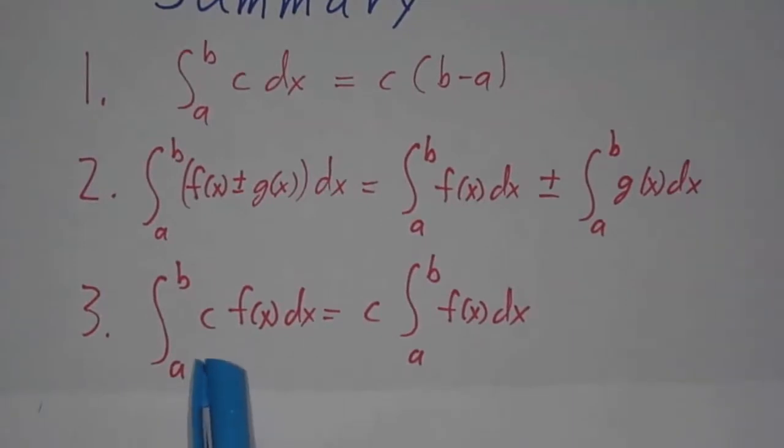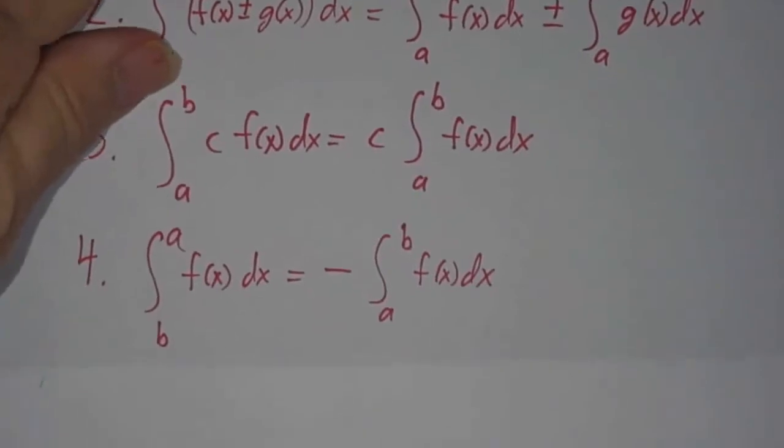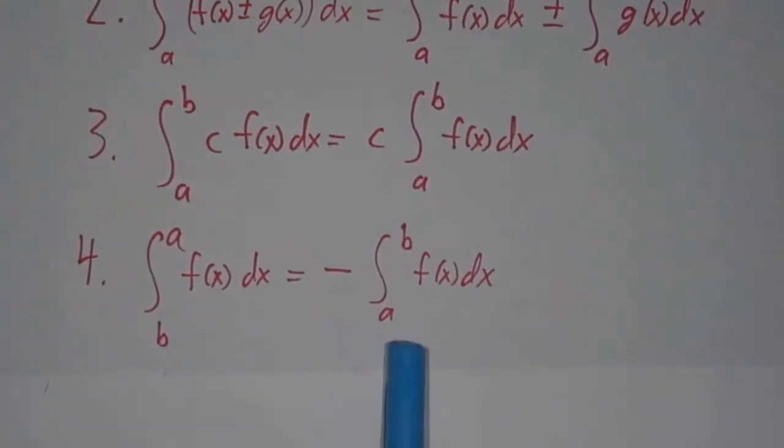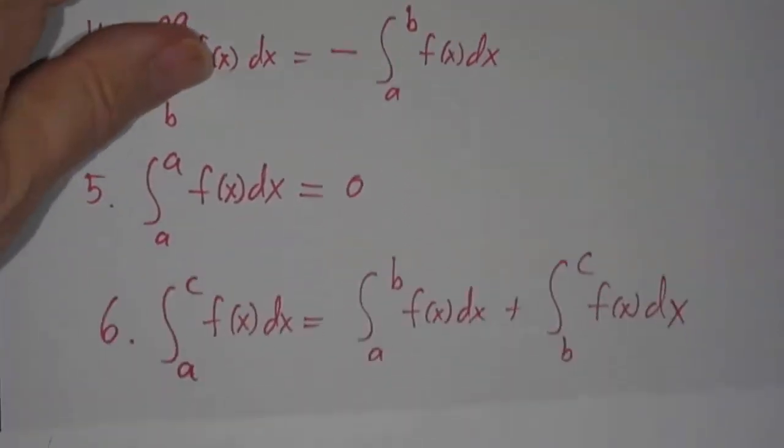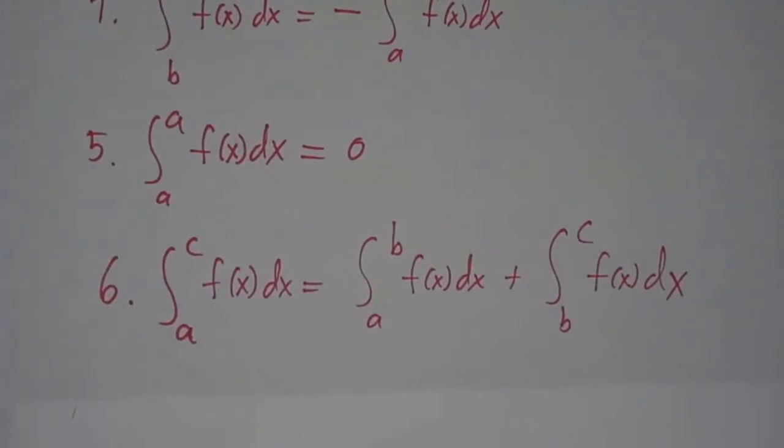If you multiply a function by a constant, you can pull it out. Integral from b to a is minus the integral from a to b. Integral from a to a is 0. And the integral from a to c is the integral from a to b plus the integral from b to c.